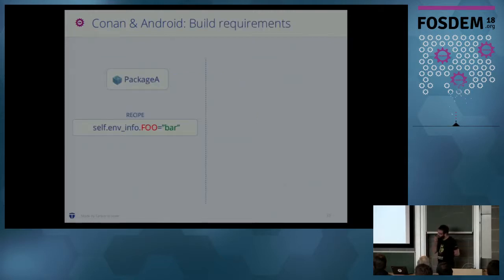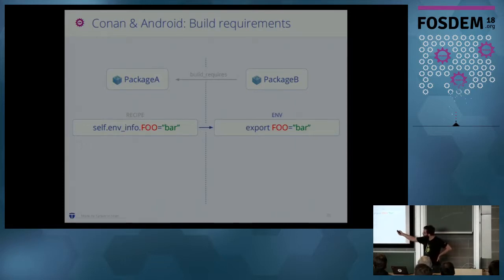But first, I want to introduce build requirements. So if you have a package A, which in its recipe is declaring self.env_info.foo equals bar, and you have a package B that declares a build requirement on the package A, during the creation of package B, it will export the environment variable inside the environment of your shell. So inside package B, you could do echo $foo, and you have bar.